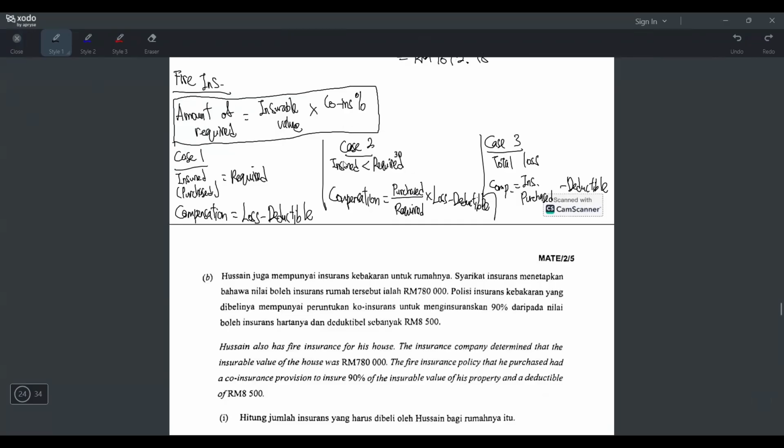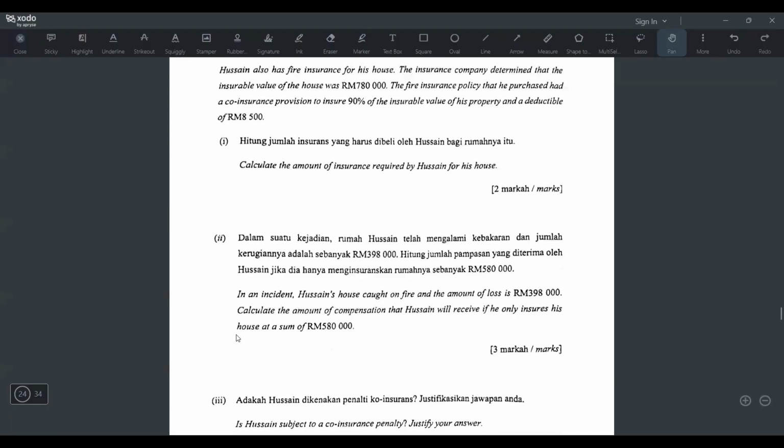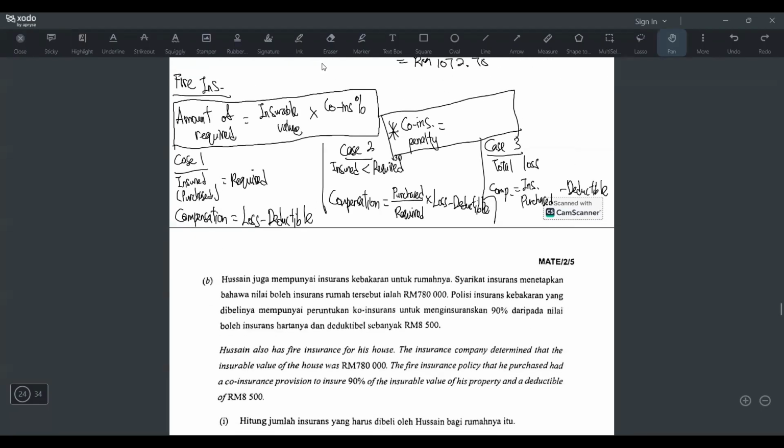I want to mention something for case 2. I will put a star here and write co-insurance penalty. I usually forget to talk about this because it doesn't always come out, the penalty. But I'll talk about it because I think they got asked this question, so it's better I talk about it now.